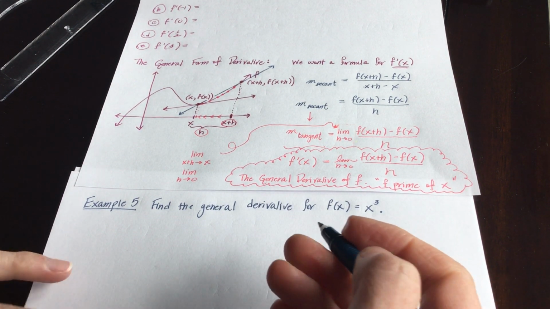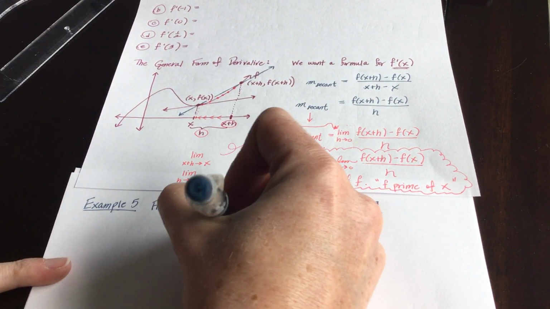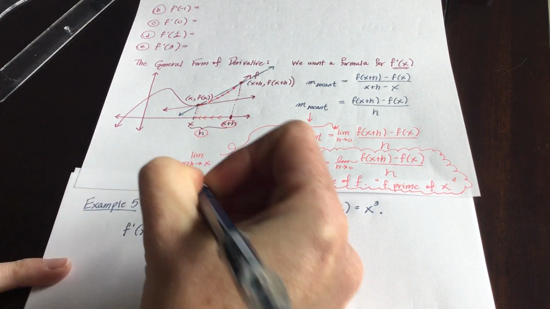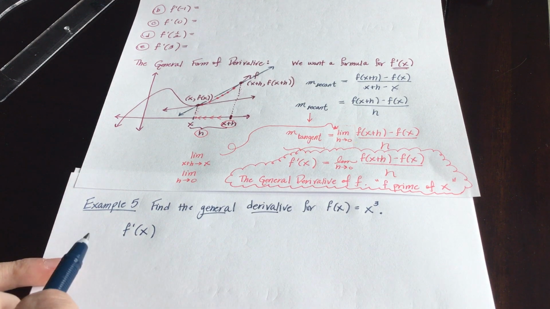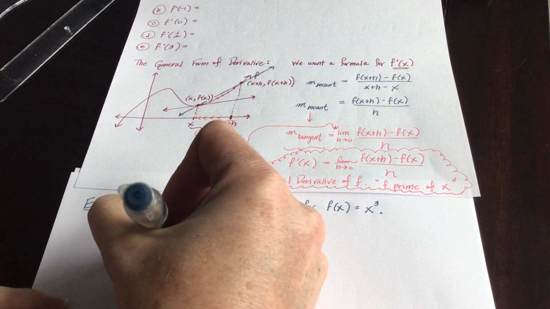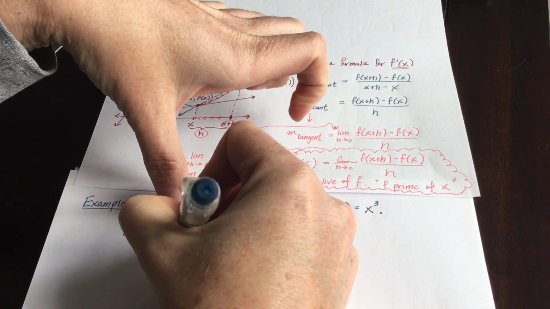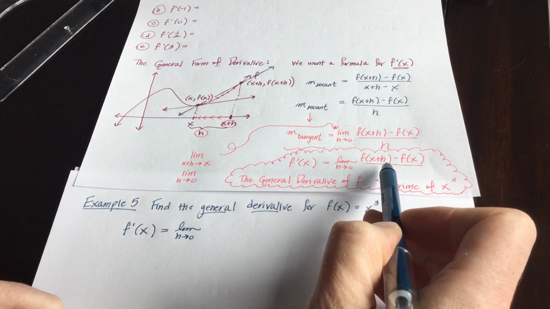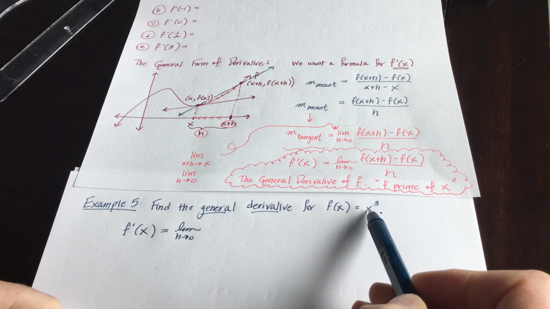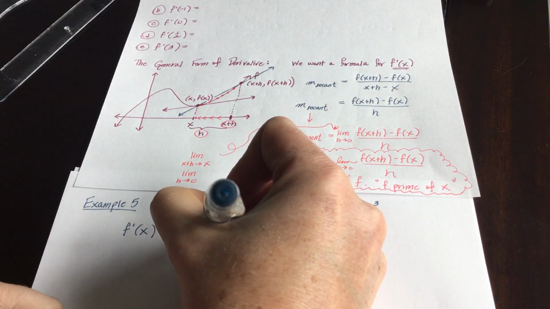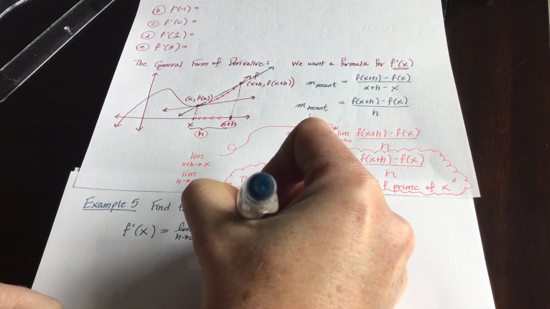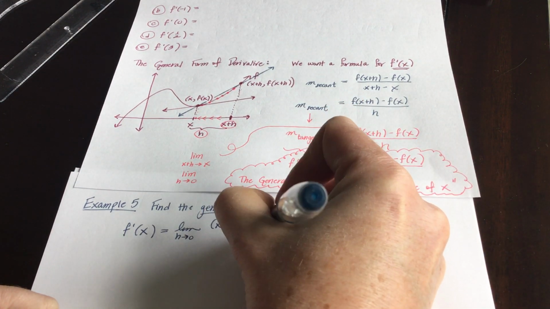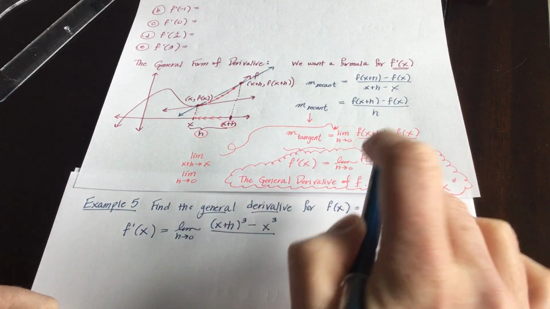Okay, so let's get started. If you're asked for the general derivative, they're asking you to find f prime of x, which is a rule that you can use to get slopes at different x values. So it would equal the limit as h approaches 0. Now, f of x plus h would be the quantity x plus h cubed minus f of x, which is x cubed, all over h.